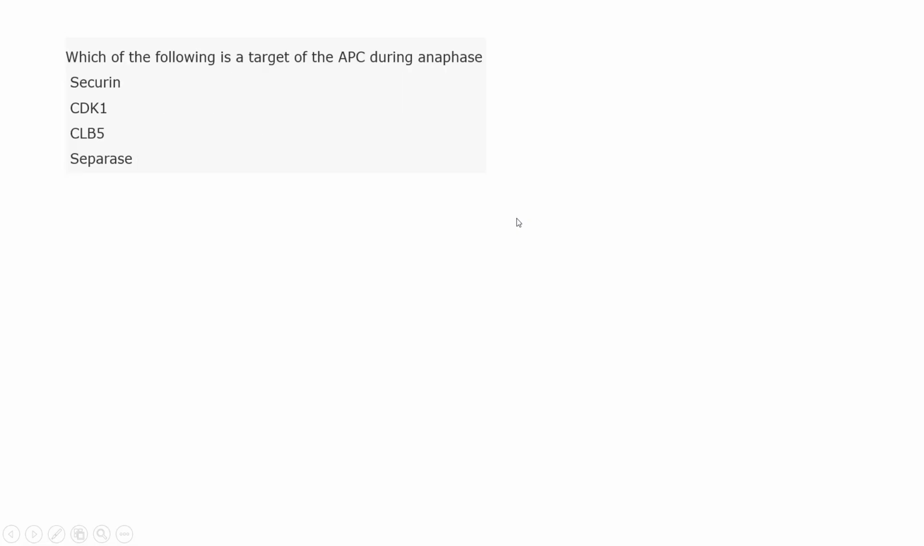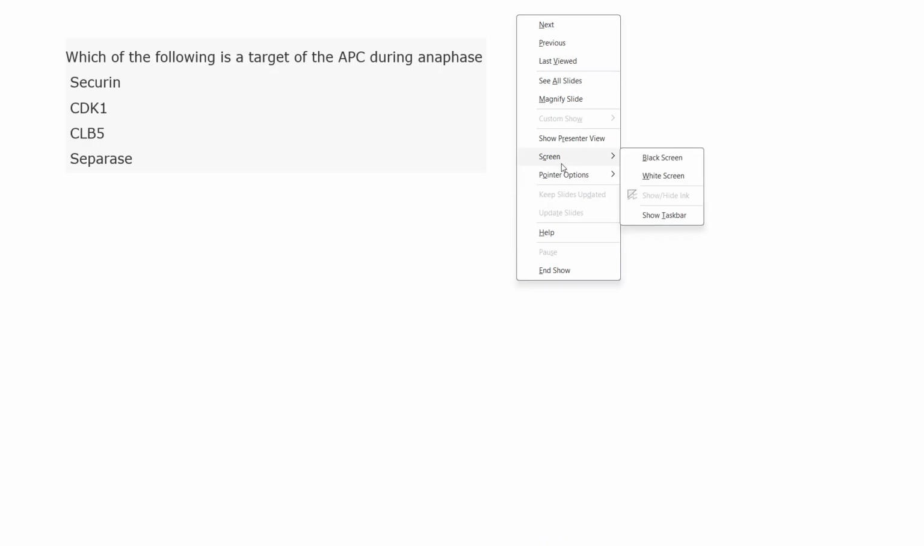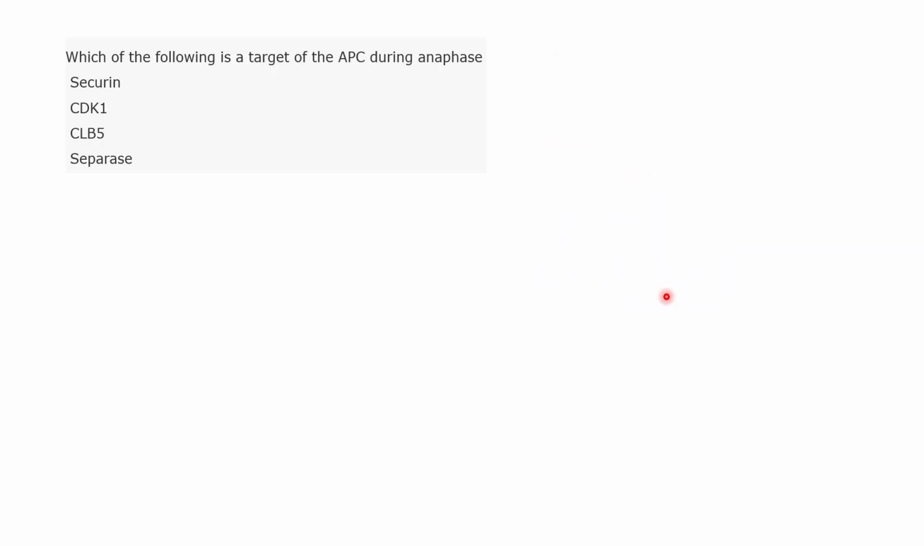So coming on to the next question. Which of the following is a target for APC during anaphase? Securin, CDK1, CLB5 or separase? Which may be the answer? Which is a target for the anaphase promoting complex during anaphase?